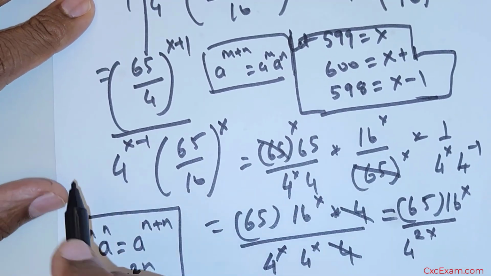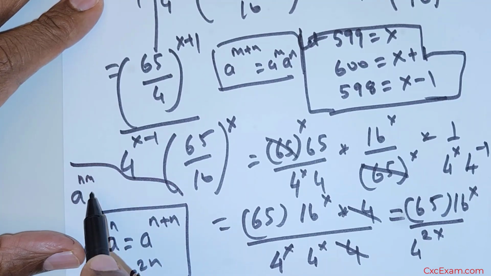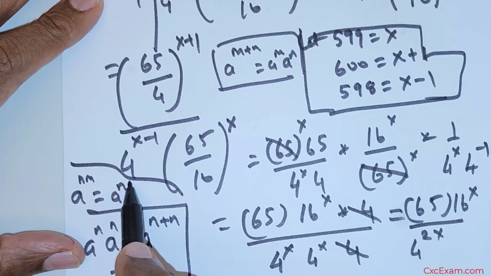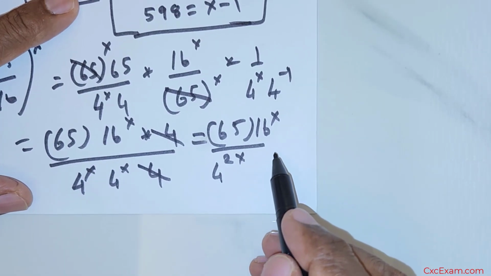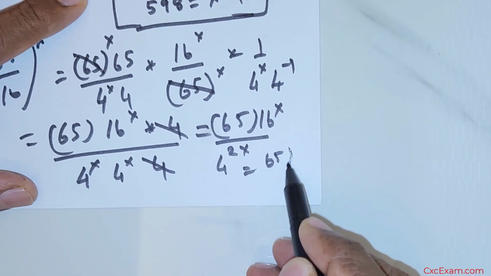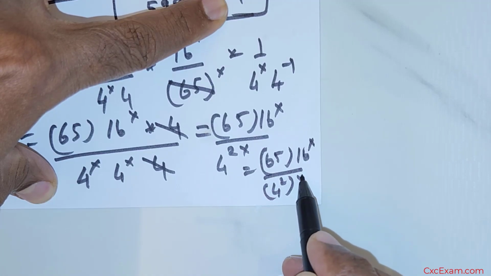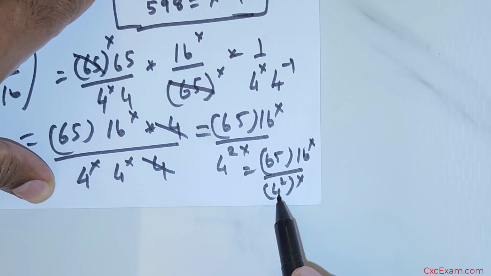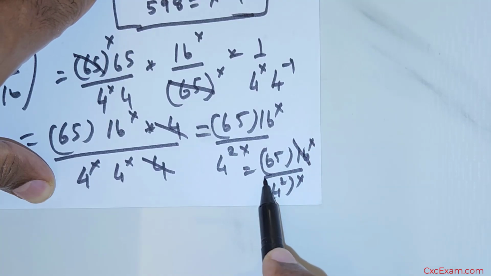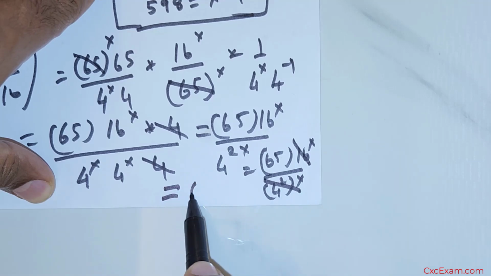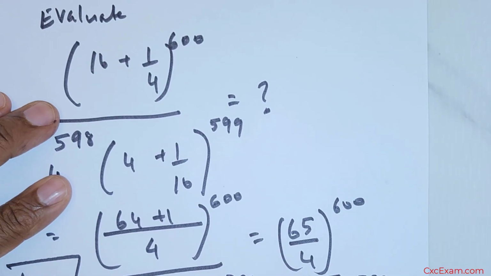Now what I'm going to do is utilize again this formula. A raised to the power of nm can be rewritten as a raised to the power of n, the whole raised to the power of m. So this is going to be rewritten as 65 times 16 raised to the power of x divided by 4 raised to the power of 2 raised to the power of x. Now what is this? This is 4 squared, which is 16 raised to the power of x. And what is this? 16 raised to the power of x. So they get cancelled, and what do you get? 65 as the solution. So this is evaluated to 65.